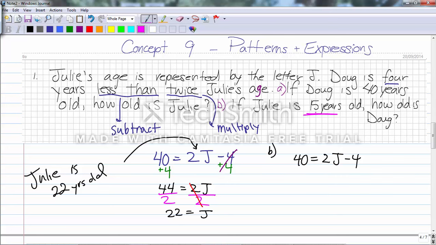Now, B says, okay, let's use that same equation, 40 equals 2J minus 4, but now let's pretend that Julie's 15. So we're going to go back a couple of years and see if this works or not. Maybe it will, maybe it won't. So I'm going to write down exactly what I see, but wherever there's a J, I'm going to put in 15.